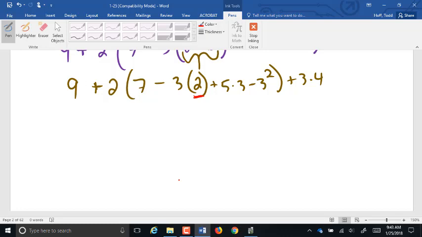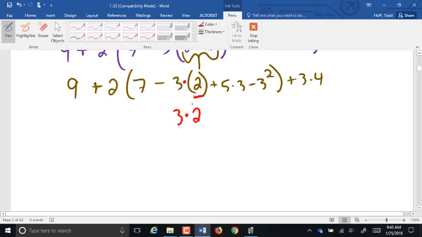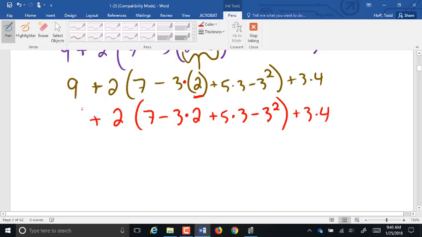The second thing we have to worry about when we remove an enclosing symbol is, are there any implied operations? And here there is. We have that 3 in front of the parentheses with no operation there. What is implied? Multiplication. Good. So when we remove those parentheses, we have to put in that multiplication. It is 3 times the contents of the parentheses. In this case, 3 times 2. So now those parentheses are gone. They are finished. We move out to the larger set of parentheses.